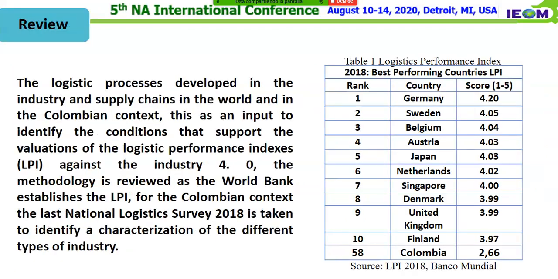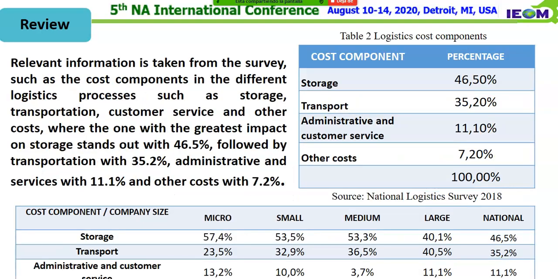Well, review. In this case, the logistics performance index around the world is very important because it is the score for bid qualification with the use of logistics around the world. This work is done by the World Bank, which establishes the LPI. For the Colombian context, in the last National Logistics Survey 2018, the rank is 58. The intention is to know which is the most important for this index.